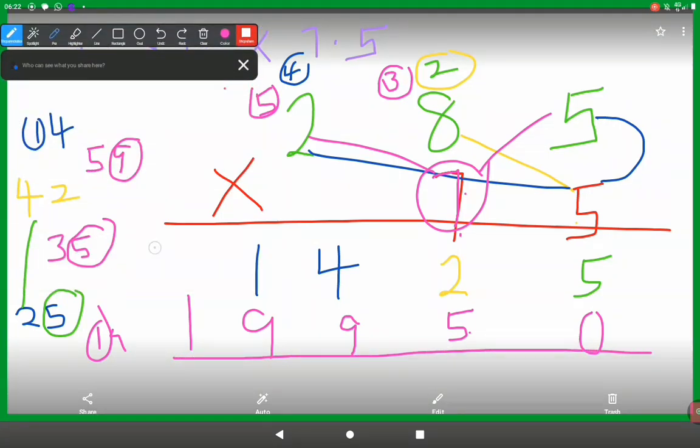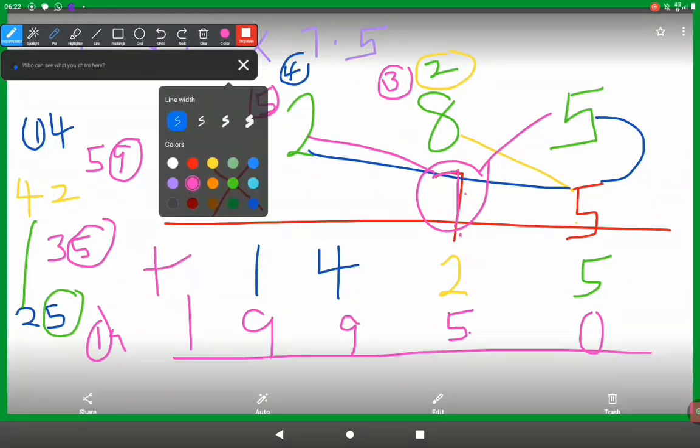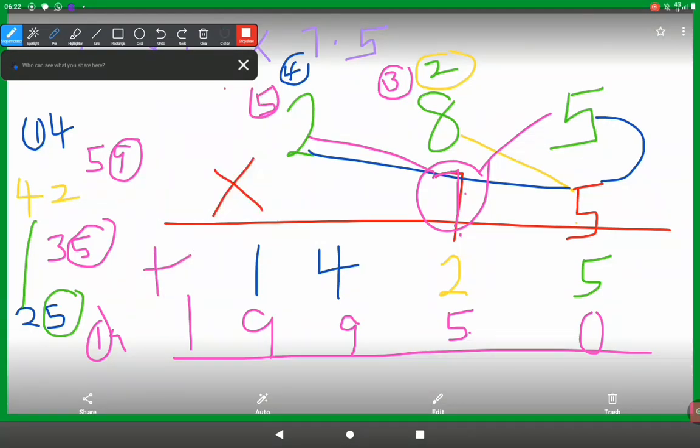you can add everything together. Alright, so let's add everything. 5 plus 0 is 5. 2 plus 5 is 7. 4 plus 9 is 13. I'm going to write 3, keep my 1. Then 1 plus 1 is 2. The 2 plus 9 is 11. I'm going to write 1, keep another 1 right here. Then 1 plus 1 will give me 2. Alright, so this is where we're going.